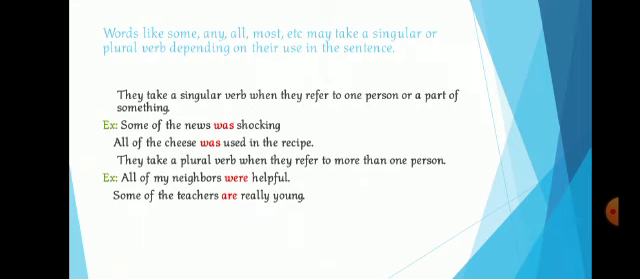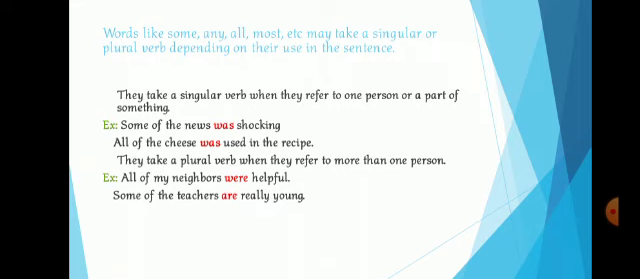Similarly, see the second one. All of the cheese was used in the recipe. So here cheese is an uncountable noun. If an uncountable noun comes with the word all or some or any, right, all of the cheese, some of the cheese, that means the verb will be singular, right?